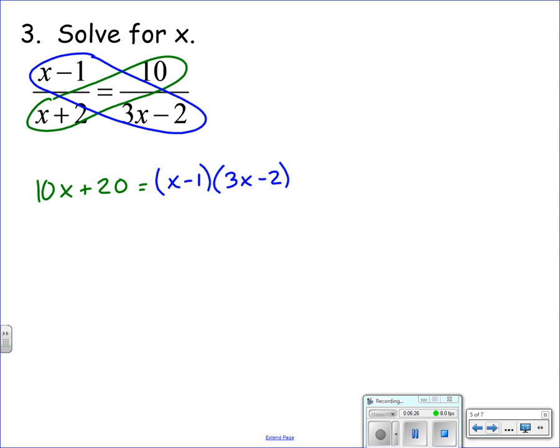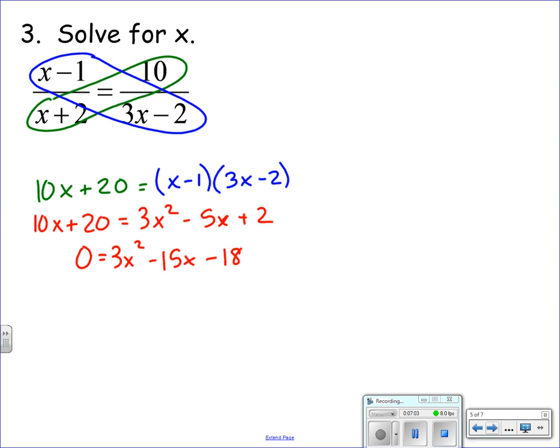So let's multiply out the right side. This ends up being 3x squared, a minus 3x, and a minus 2x is a negative 5x, plus 2. Whenever you're solving a quadratic, get one side to be 0. So I subtract the 10x over, so I get negative 15x. I subtract the 20 over, that's a minus 18.